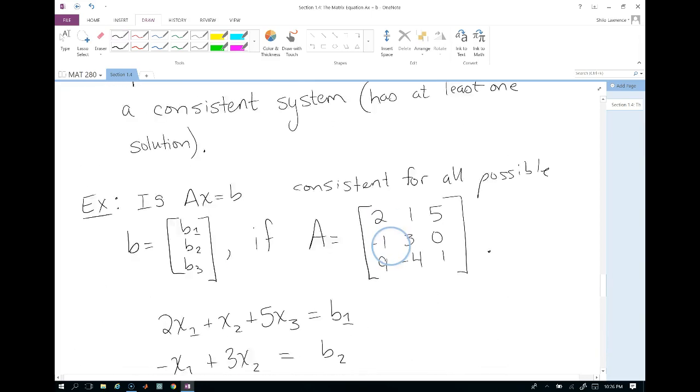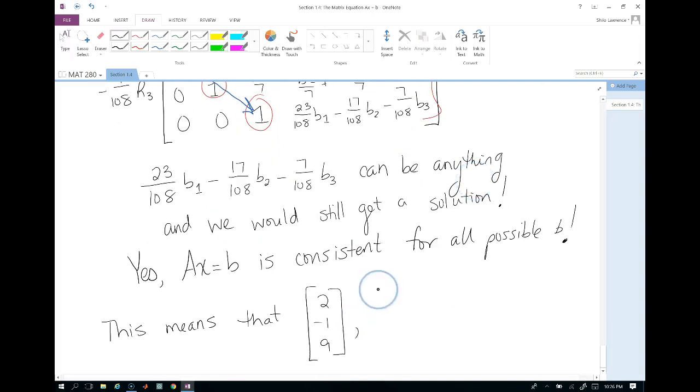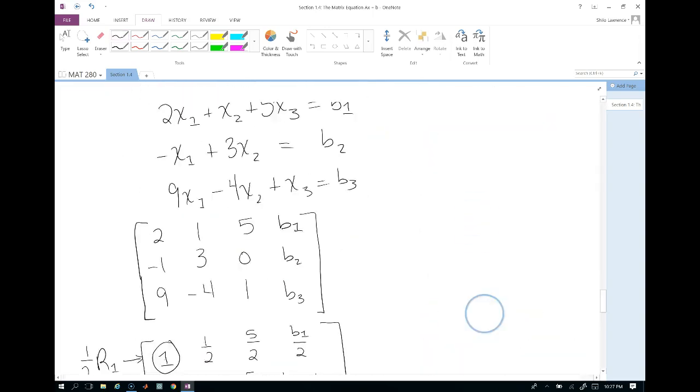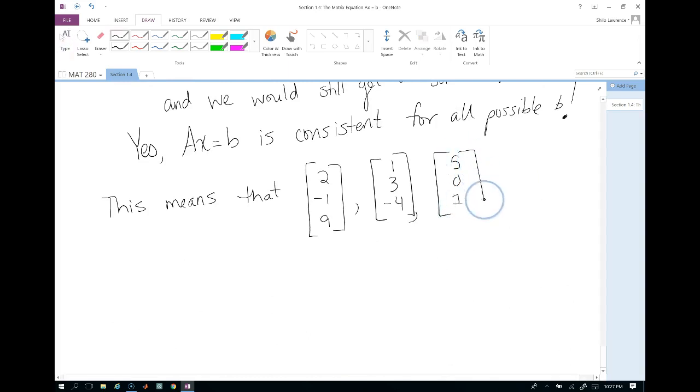And I know I'm not going to remember these. 2, negative 1, 9, 1, 3, negative 4, and 5, 0, 1. We can make a combination of these 3 vectors equal any other 3-dimensional vector. That means they span the entire 3-dimensional space.